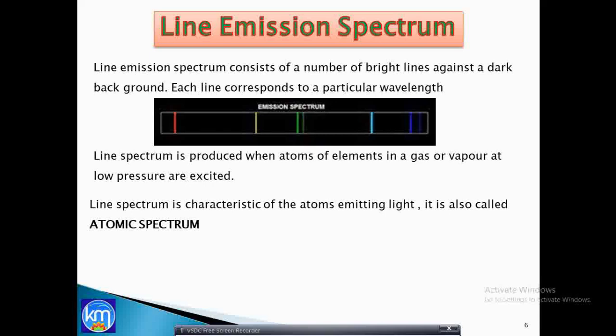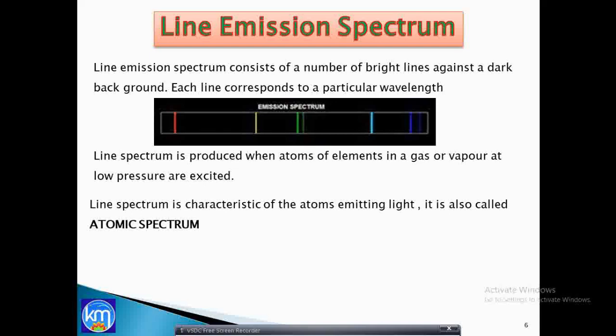Not all atoms will give the same wavelength of lines. In this visible spectrum, different atoms will give out light in different regions. Hence we call this atomic spectra. Why? Because it is a characteristic of the atom.